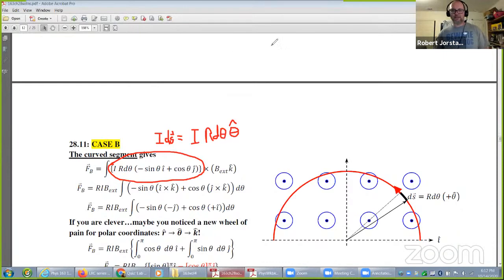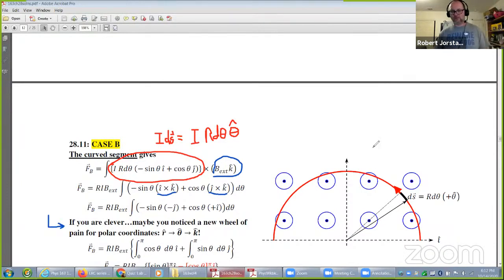Notice the B field is different now. The B field is in the k hat. As a result, both terms survive now. So it's trickier. You get these results right here. By the way, if you're clever, it turns out r hat goes to theta hat goes to k hat.